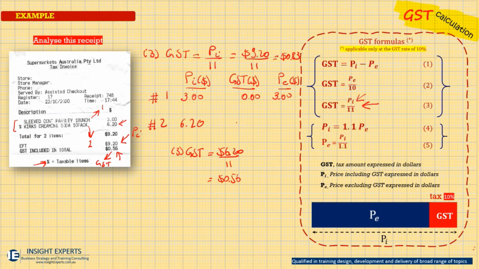So I'll copy it just at the top here. That's 56 cents. Now the price before the GST, there are many equations to use, probably equation number 3 or number 5. From equation number 5, you simply divide PI by 1.1, and you will get $5.63.